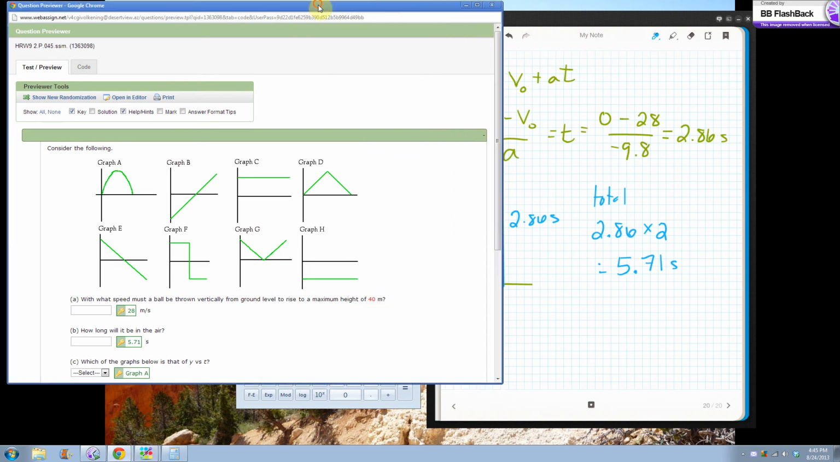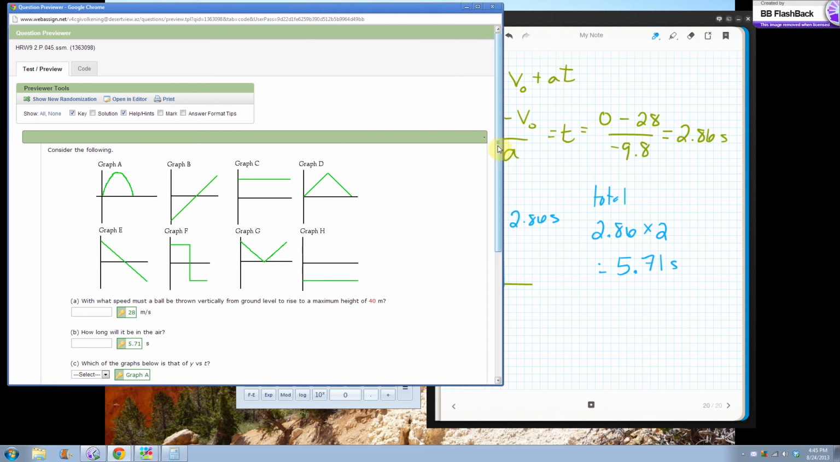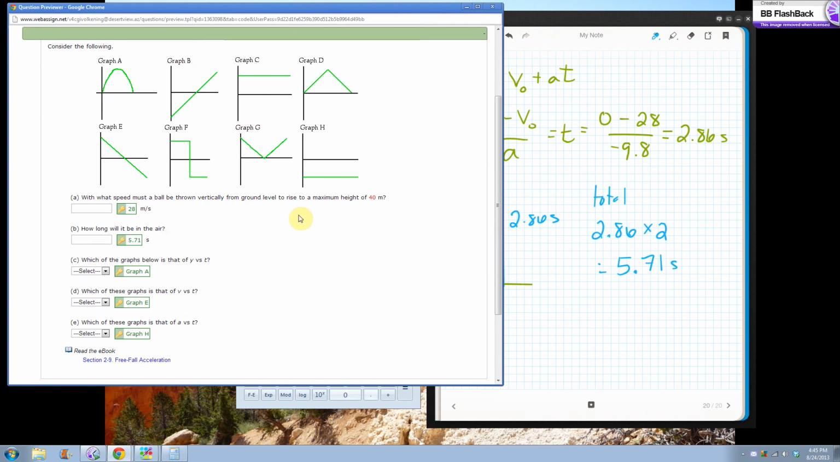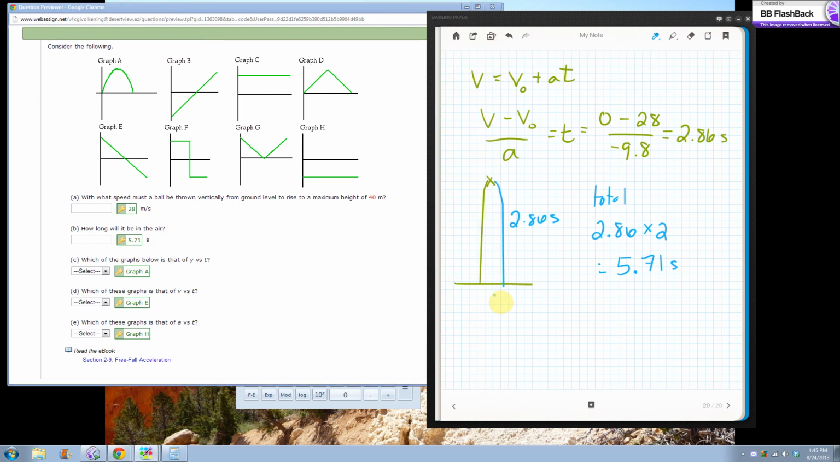All right, lastly, let's talk about the graphs. It says, which of these graphs is that of y versus t? Well, I know that y goes up and down again, but not at a constant velocity, so it's not going to be a straight line. The only two that go up and down again are A and D, but D is all straight lines, which is no good, so it's got to be A, and in fact it is.